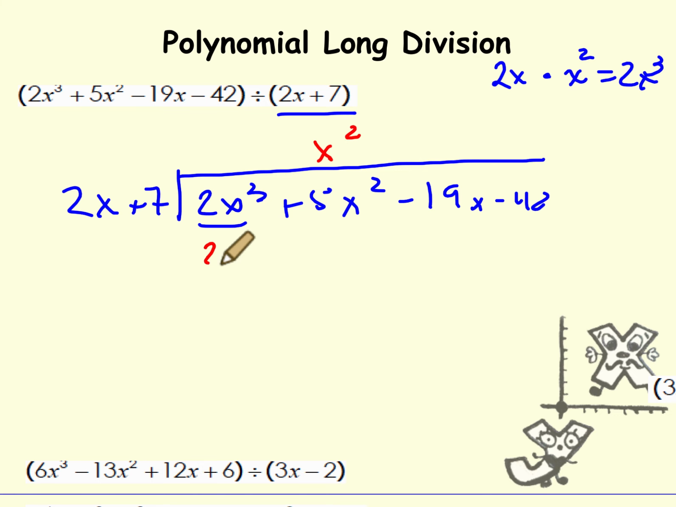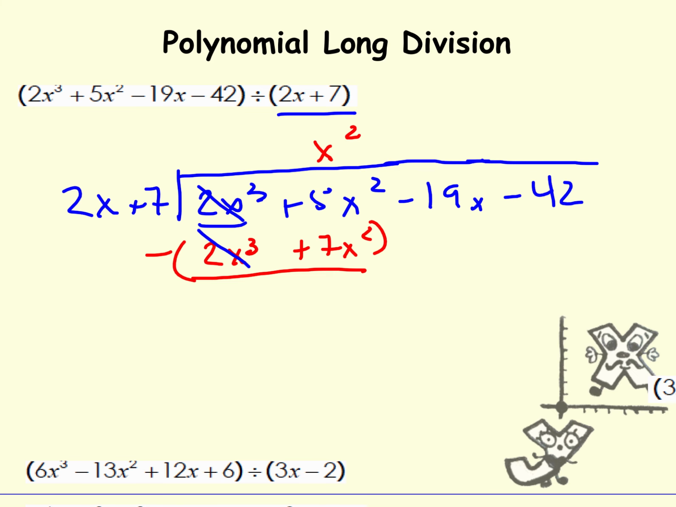X squared times 2x, 2x cubed. X squared times 7 is 7x squared. And now I'm going to subtract. Okay, so when we subtract, we get 0x cubed. 5 minus 7 is negative 2x squared. And then I bring down my negative 19x. So now I'm trying to figure out 2x times what makes negative 2x squared. So that has to be a negative or opposite of x.